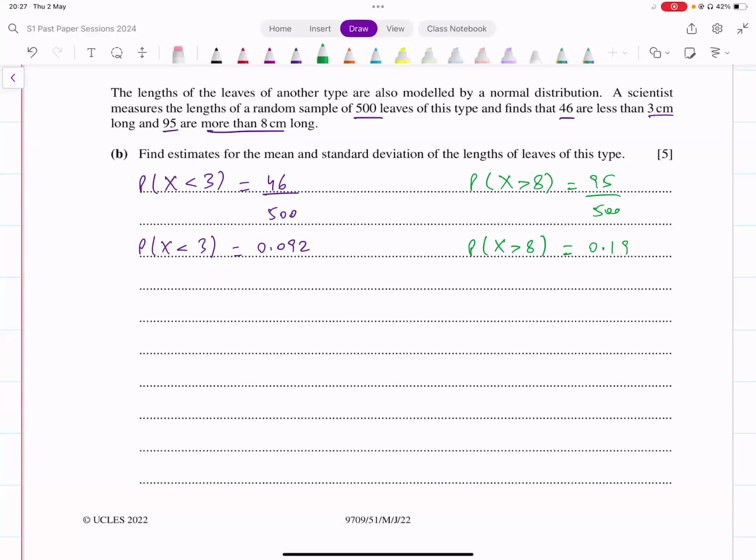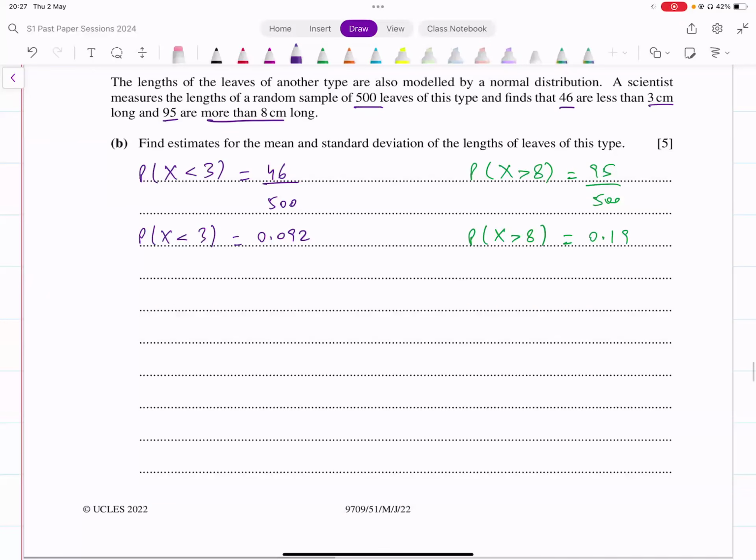And now this is inverse normal. You convert it, you write this in terms of z first of all. Find the values of z and then put them in the equation z equals x minus mu over sigma. You get two equations, simultaneous equations, solve them simultaneously, and you would get the result. So how do we apply the inverse normal distribution? We say, let's write this in terms of z.